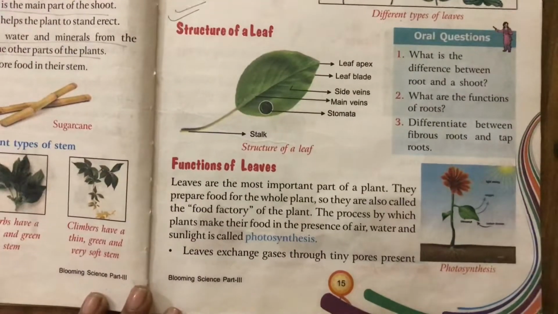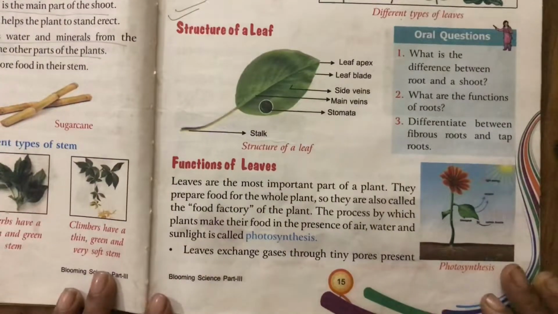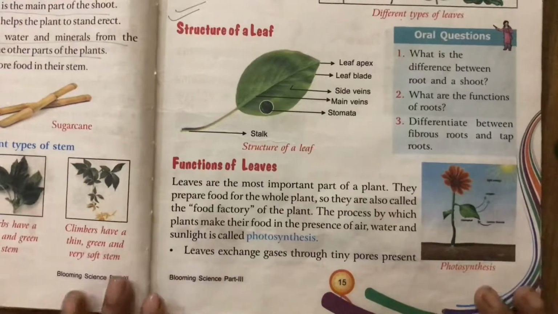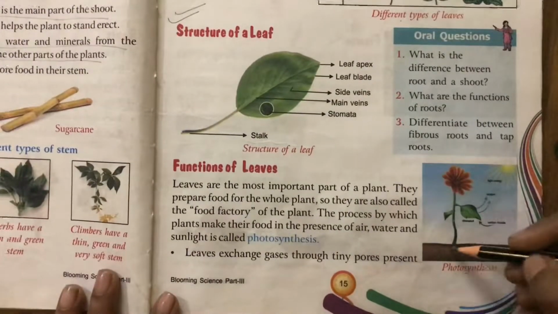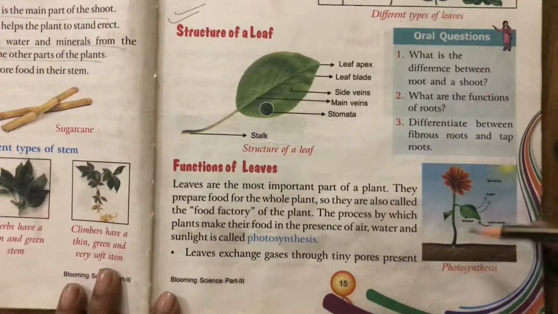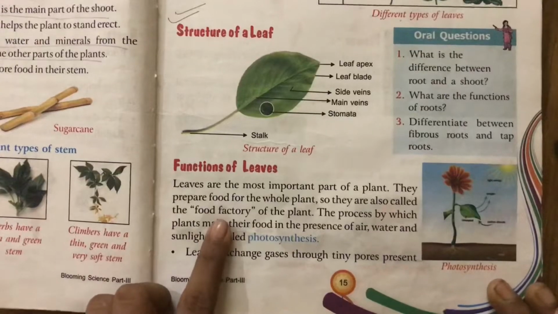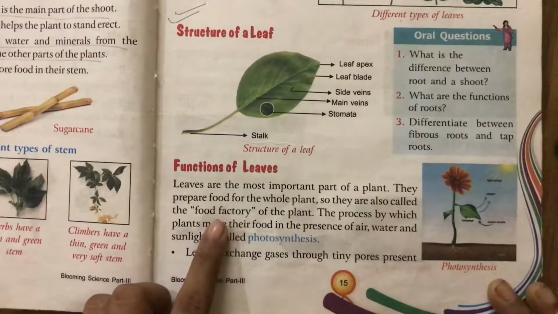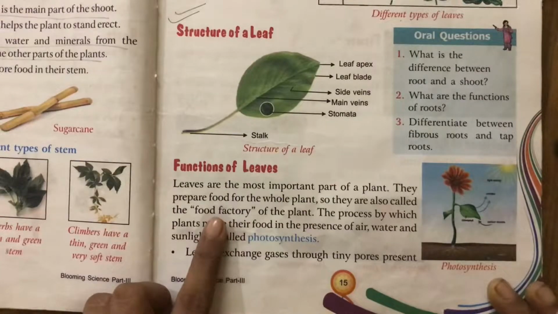Now come down, children. Function of leaves. Now, leaves are the most important part of a plant. Why? Because they make food for the plant. For the whole plant they make food, and that's why they are also called food factory of the plant, or they are also called kitchen of the plant.